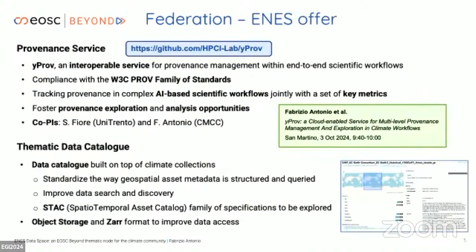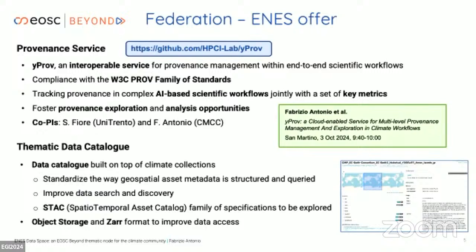So more specifically, these slides briefly introduce the two new capabilities planned to be offered by the ENES Pilot node. We have a provenance service for tracking provenance in complex AI-based scientific workflows. This is a joint research effort between CMCC and the University of Trento, targeting data provenance compliant with the PROV standard defined by W3C. More details about the yProv project will be provided in a talk scheduled tomorrow morning.